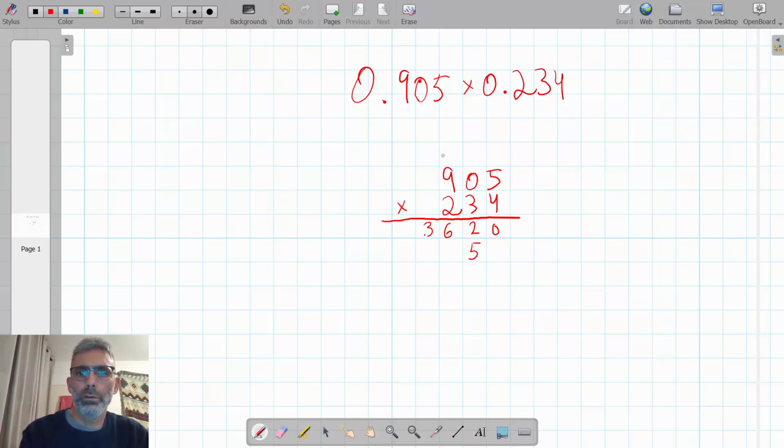3 times 5 is 15. 3 times 0 is 0 plus 1 is 1. 3 times 9 is 27. Two times 5 is 10. 2 times 0 is 0, plus 1 is 1. 2 times 9 is 18.